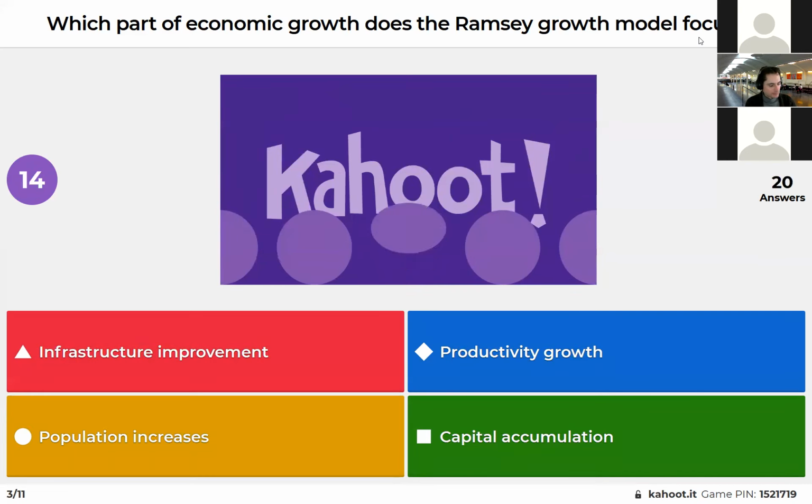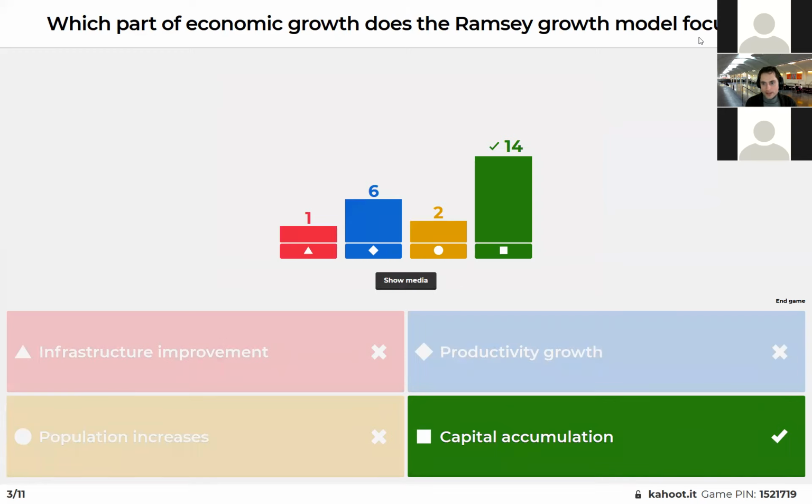Yes, exactly. So it's exactly the same, really. I'm not going to say more because it's actually going to be the next question, but using the same argument I just used for the Solow growth model, you're going to get the same answer.